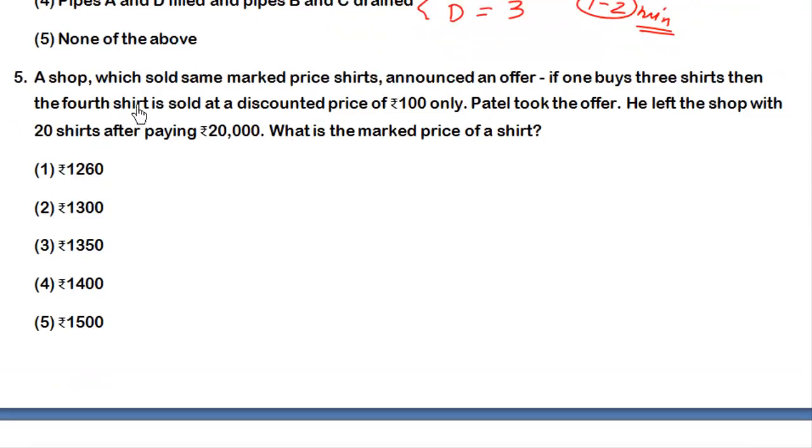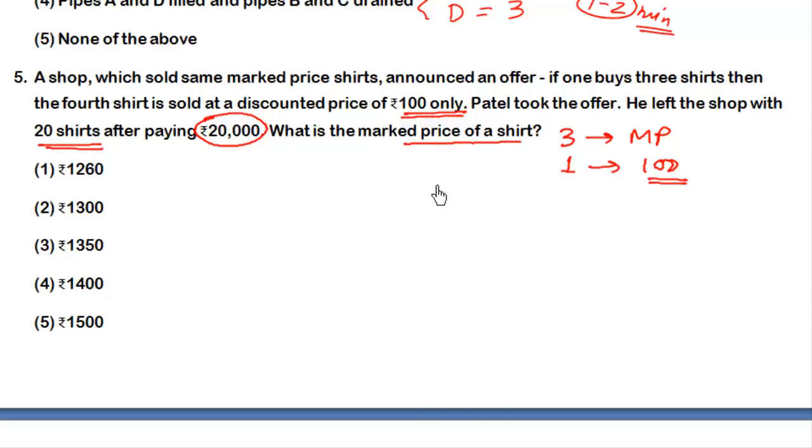In this question, it says that a shop which sold same market price shirts announces an offer. If one buys 3 shirts, then the fourth shirt is sold at a discounted price of 100 only. So what it means is that if I want to buy 4 shirts, then for the 3 shirts I'll be charged the market price, but for the fourth one I'll have to pay only rupees 100. That's what it says. Now the person took the offer and he left the shop with 20 shirts. So in total he purchased 20 shirts and he paid 20,000 rupees.